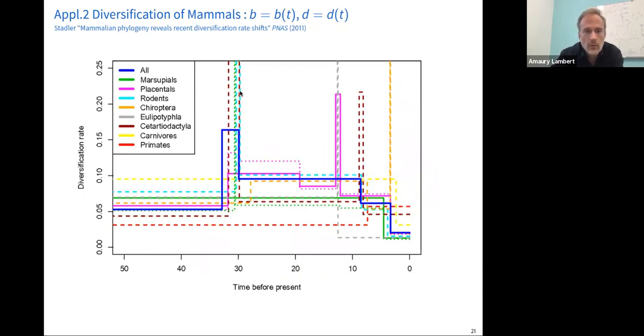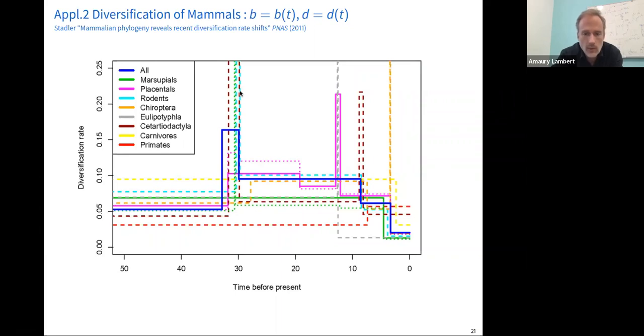She used the phylogeny of mammals that I showed you earlier. Actually, she broke this phylogeny into several subtrees, and she inferred the way B and D depended on time in a piecewise fashion for each of these subtrees. In blue, you see the result of the inference for the whole phylogeny: the most important and best statistically supported shifts in diversification. So here you see on the y-axis the diversification rate, which is just B minus D, the growth rate of the phylogeny, the growth rate of the number of species.